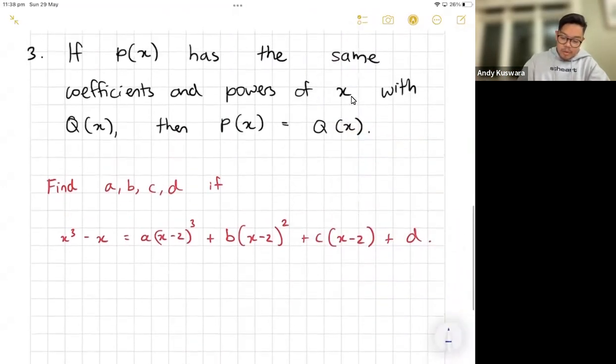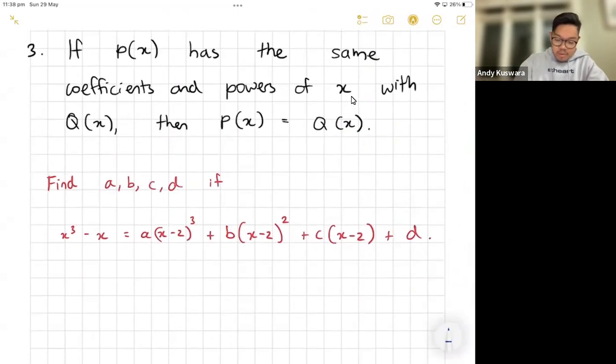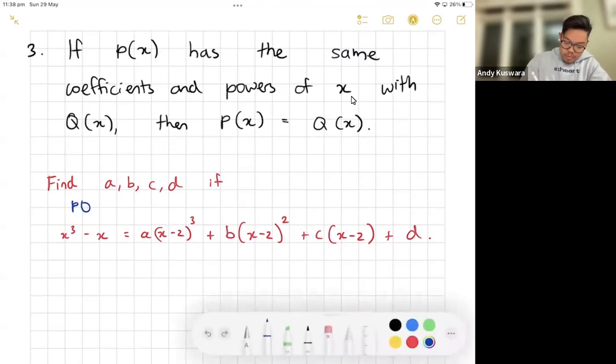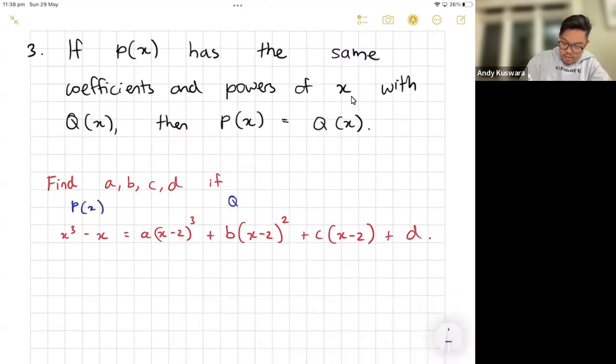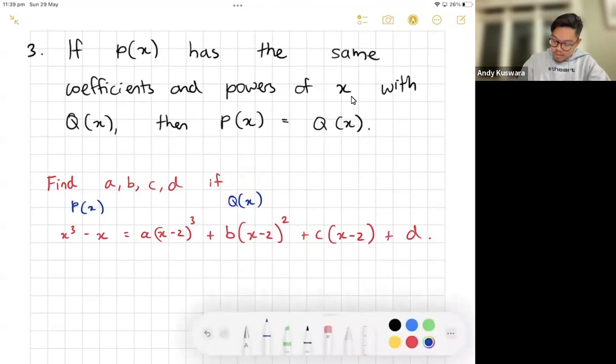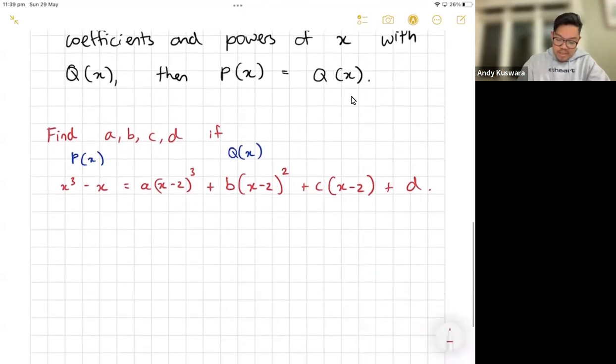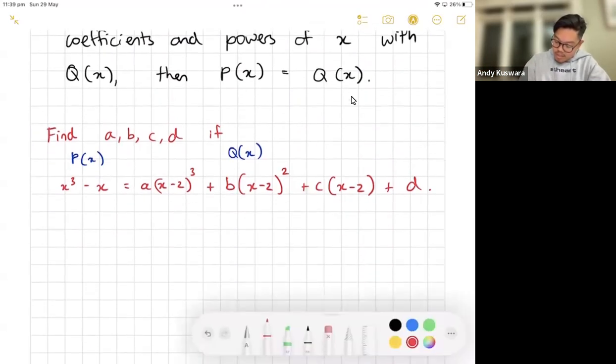Now, if your polynomial P(x) has the same coefficients and powers of x as Q(x), then P(x) equals Q(x). Kind of makes sense. So in other words, I'm saying that this is one polynomial, and on the other side there's your other polynomial. And I'm saying that if we can equate things and make them the same, then they're the same. Now, the easiest way to solve this is to find a, b, c, and d.